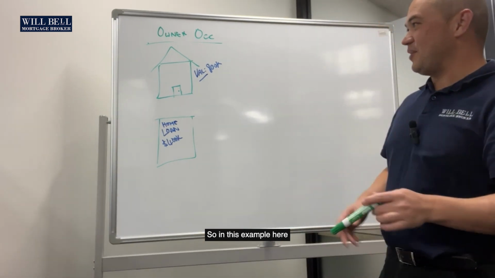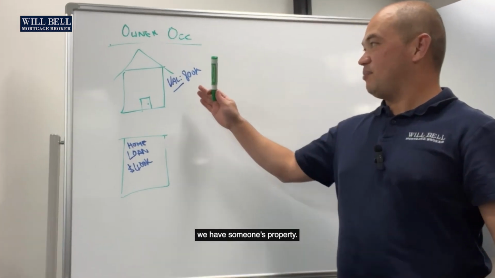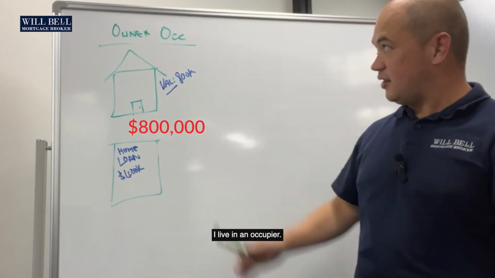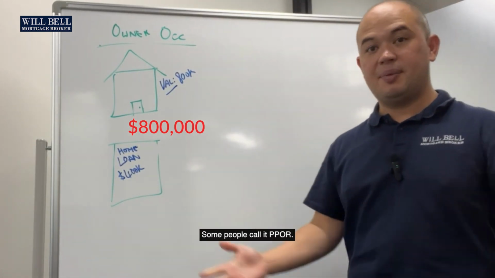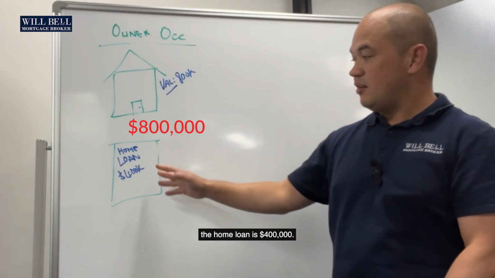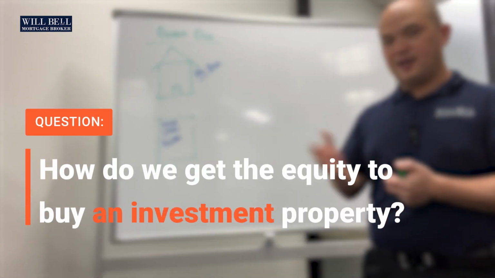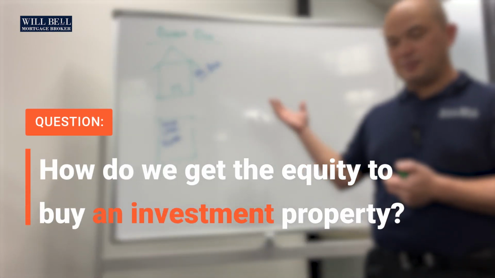So in this example here, we have someone's property. It's now $800,000. It's a cute little house. That's the house they live in, owner-occupier. Some people call it PPOR. Same thing, for your reference. The home loan is $400,000. How do we get the equity out of this house to buy an investment property?